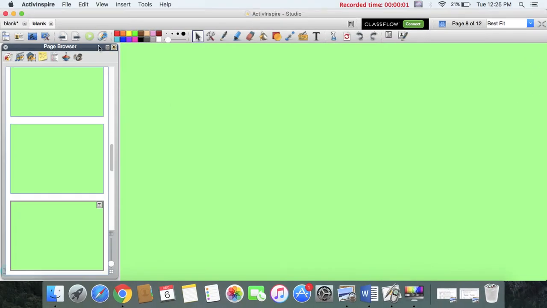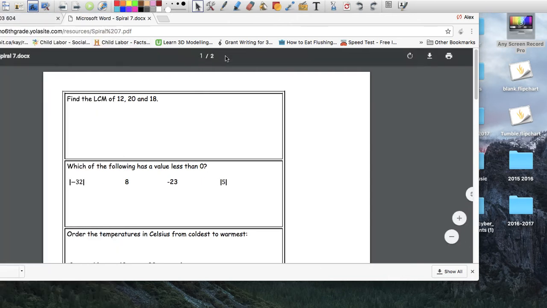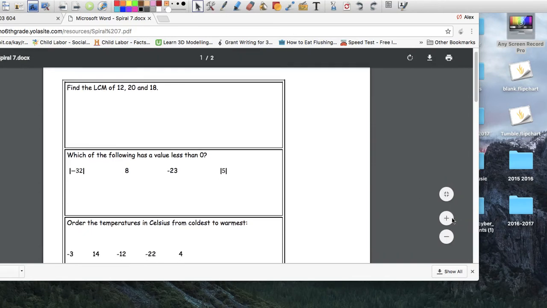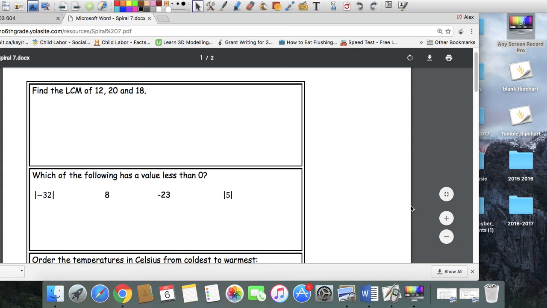Doing spiral 7. Okay, so what is this? Okay, done. Clear that out. Okay, so LCM. I just said LCM. So LCM of... Let me just make this bigger. There you go. So LCM of 12, 20, and 18.